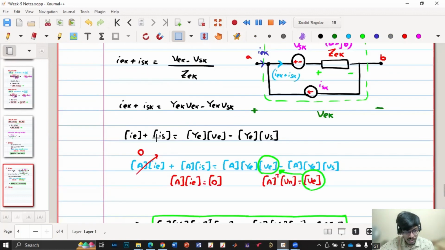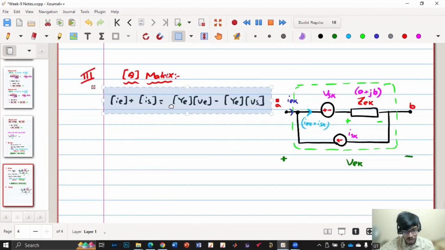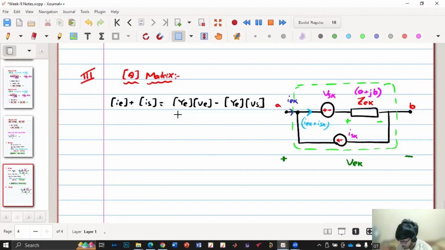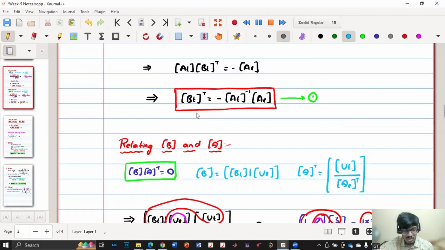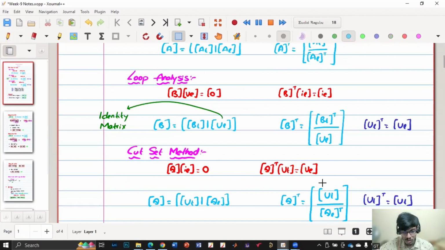So first we have to use the same equation. We have this equation. Now we have to multiply it with Q matrix on LHS as well as RHS. So we'll do the same thing. So we'll have Q into IE plus Q into IS is equal to Q into YE VE minus Q into YE into VS. Now we'll go to the Q matrix and use the results that we have obtained for the Q matrix, which are these two equations.